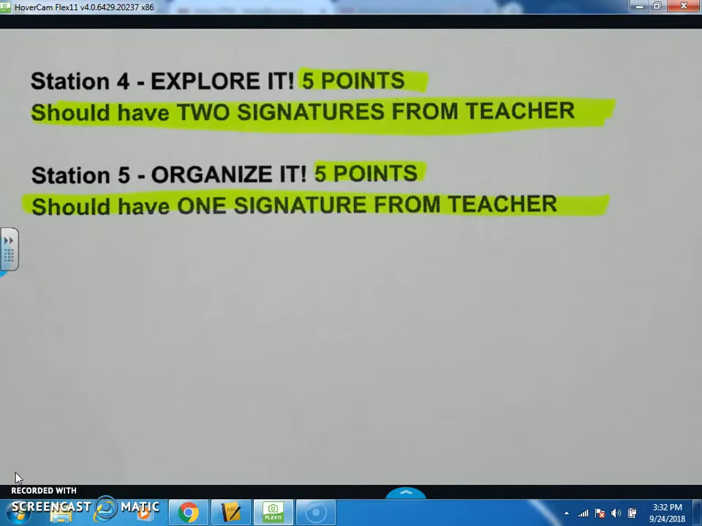Sometimes I'll only grade 1 station. Sometimes I'll grade all of them. For this one, I graded Station 2, 3, 4, and 5. Station 2 was worth 5 points for each question. Station 3 was the same. Station 4 was a flat 5 points for having both of my signatures, and Station 5 was 5 points for having one of my signatures.